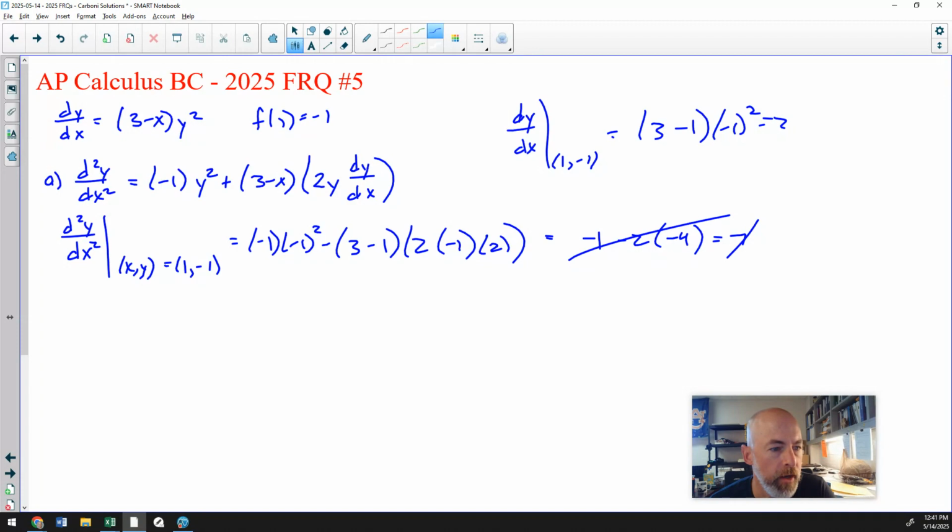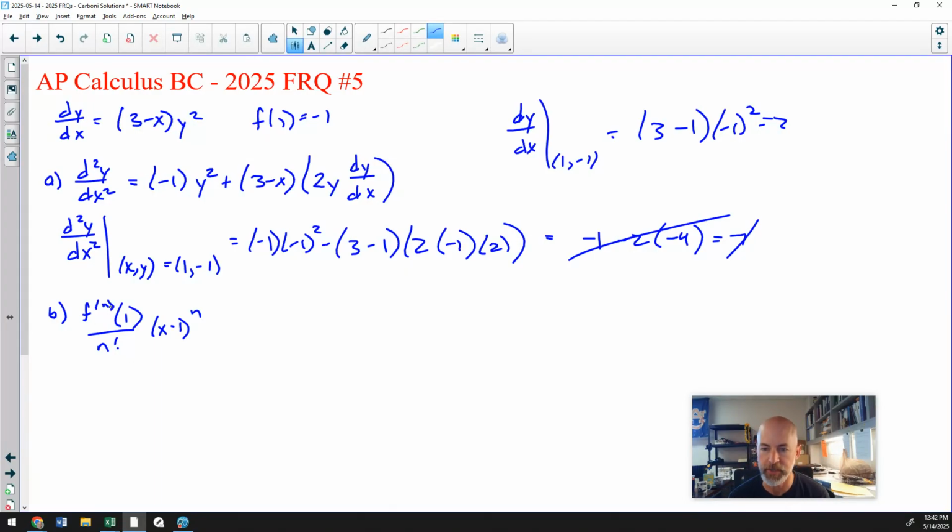Part B, oh my gosh. They put 2 series questions on the AP exam this year? I bet they did, because number 6 is always series, right? The second degree Taylor polynomial for f about x equals 1. This is going to be pretty convenient, and this is where that value of 7 is actually going to come in handy. I'm going to use the generic formula, the nth derivative at 1 over n factorial times (x minus 1) to the nth, and we're going to do that for n equals 0, 1, and 2.